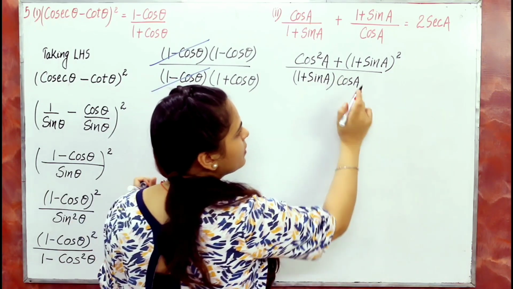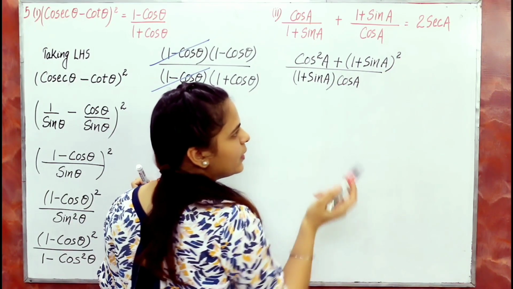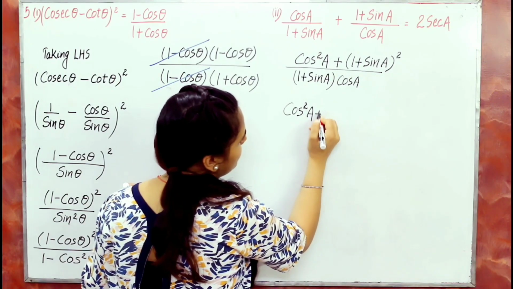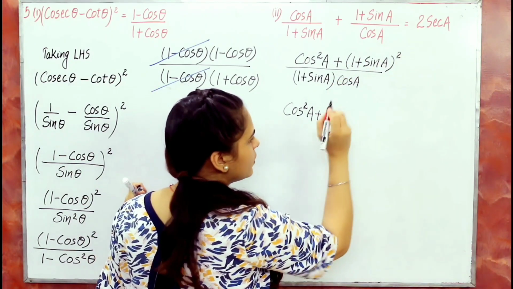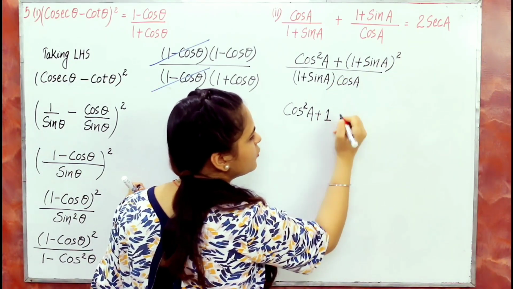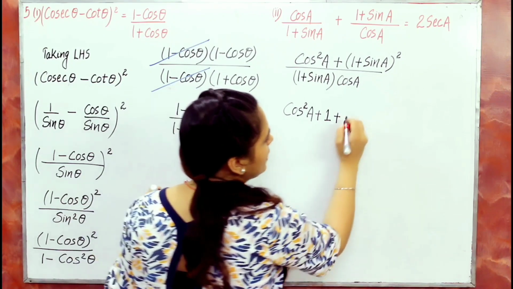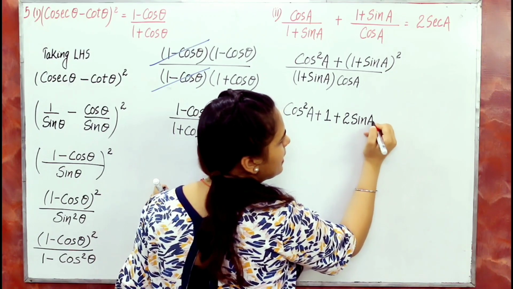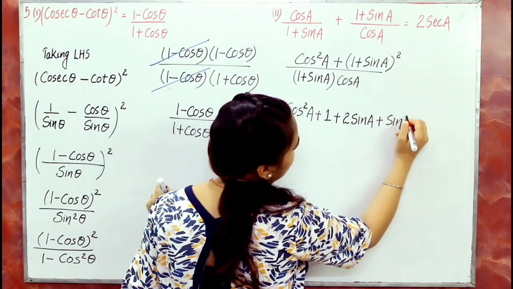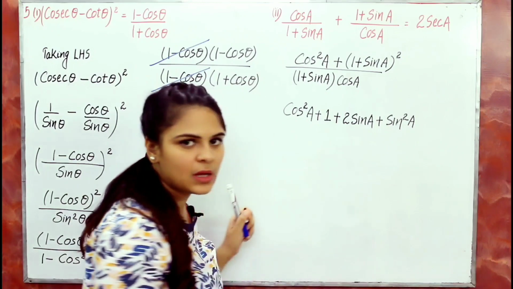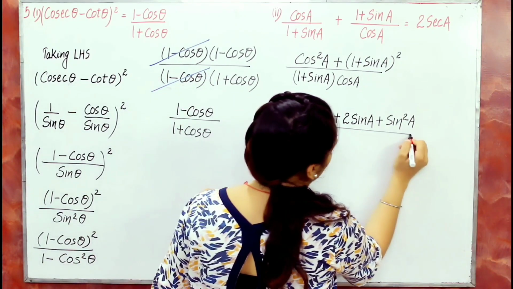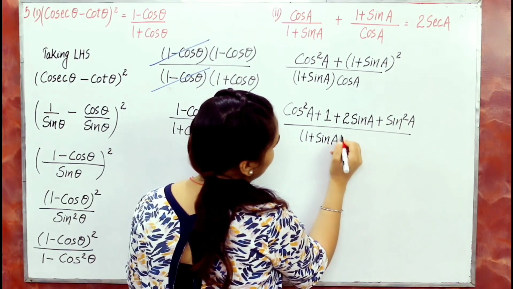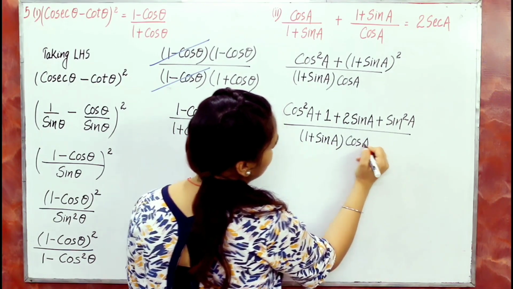Now in the numerator you can use the formula of (a plus b) whole square. So this will be the same, cos square A plus, and this is (a plus b) whole square. So I am going to write a square, that means 1 square, plus 2ab, 2 into first term into second term, that is 2 sine A, plus sine square A. And in the denominator there will be no change. We write the same (1 plus sine A) multiplied by cos A.